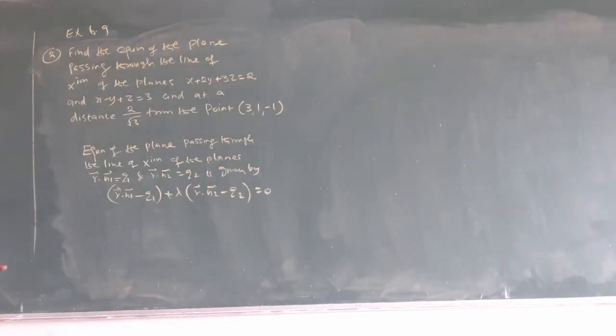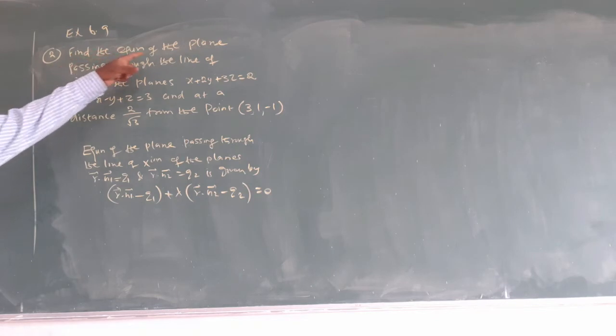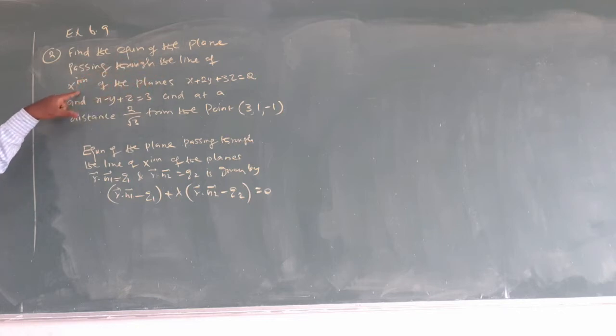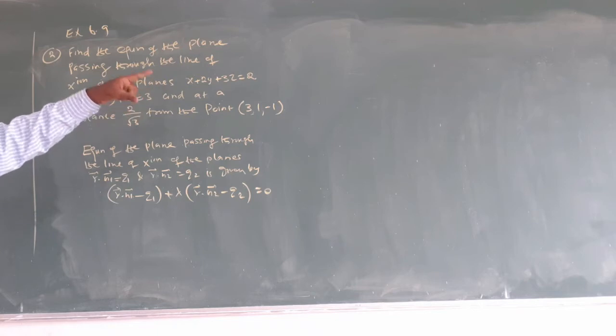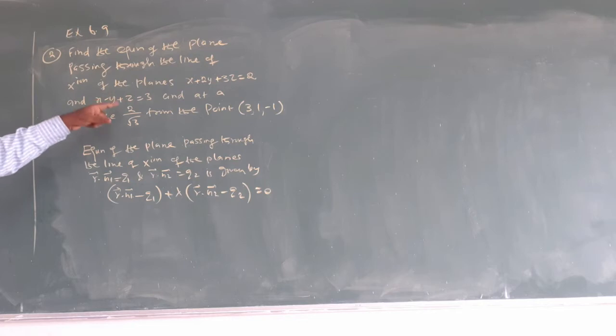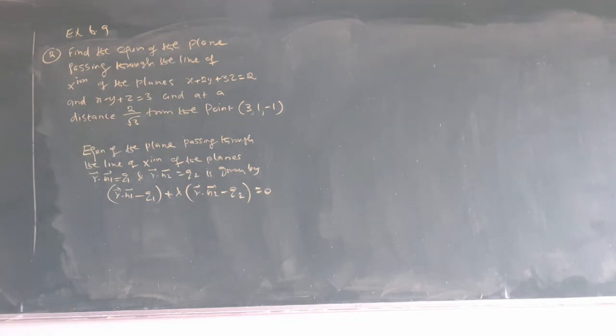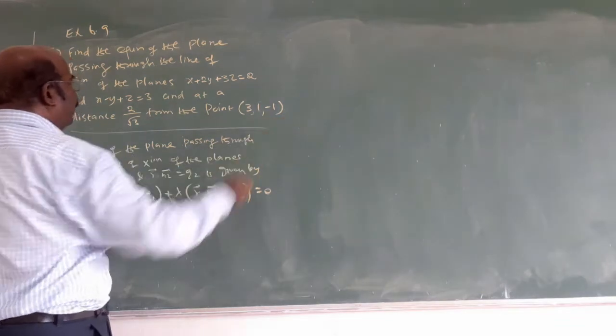Now question number 2. Find the equation of the plane passing through the line of intersection of the planes x plus 2y plus 3z equal to 2 and x minus y plus z equal to 3, and at the distance 2 by root 3 from the point (3, 1, -1). Now write the formula. Already I told you.